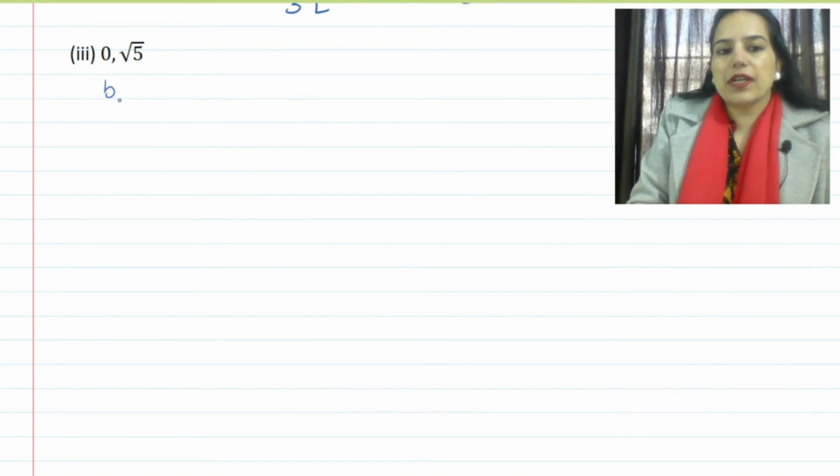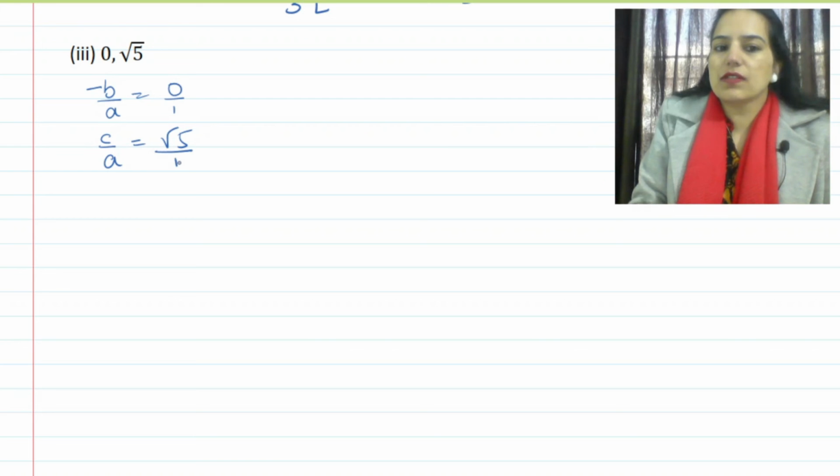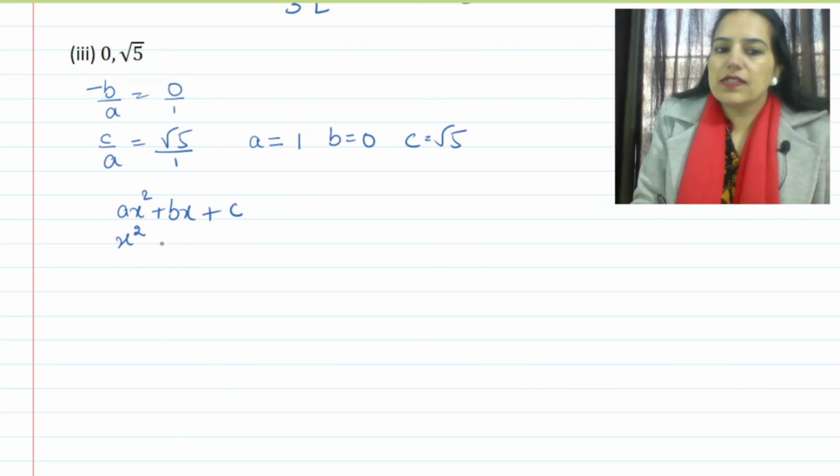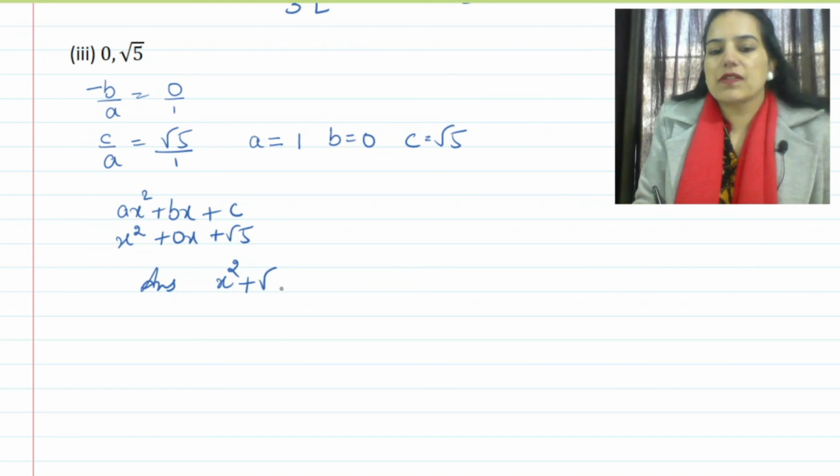Next, 0 and root 5. Again, I'll write straight away now. Minus b by a is 0, c by a is root 5. So obviously this is also upon 1, this is also upon 1. So straight away got the values. a is 1, b is 0, c is root 5. And ax square plus bx plus c will be x square plus 0x plus root 5, or your answer is just x square plus root 5.